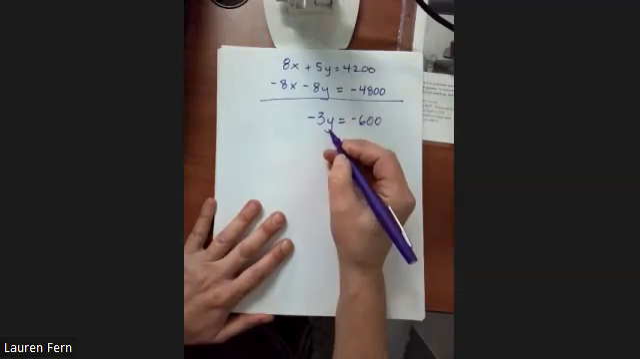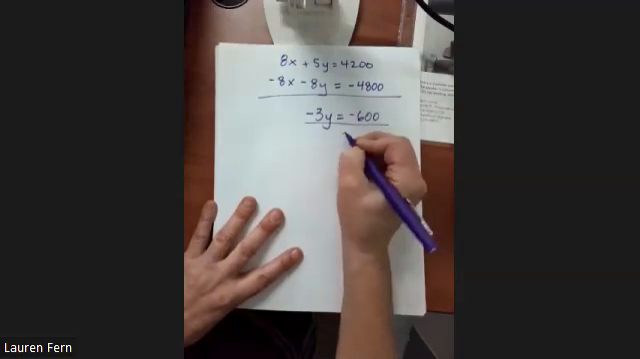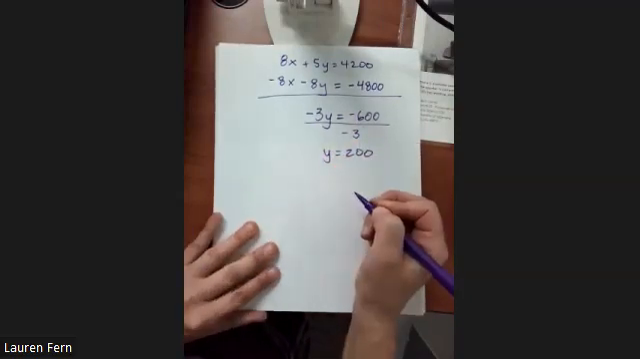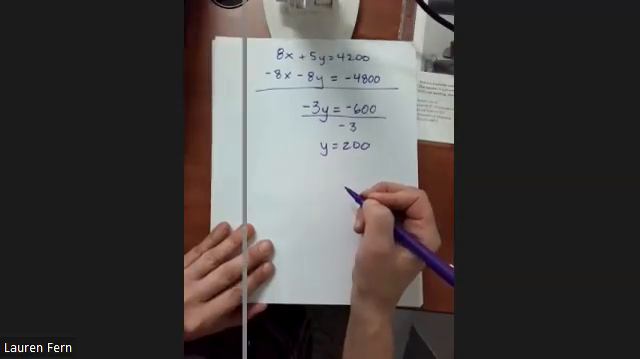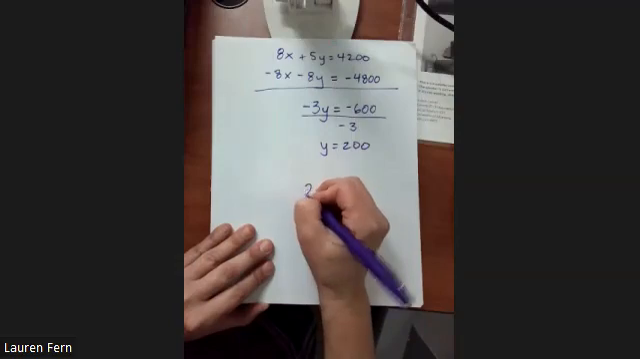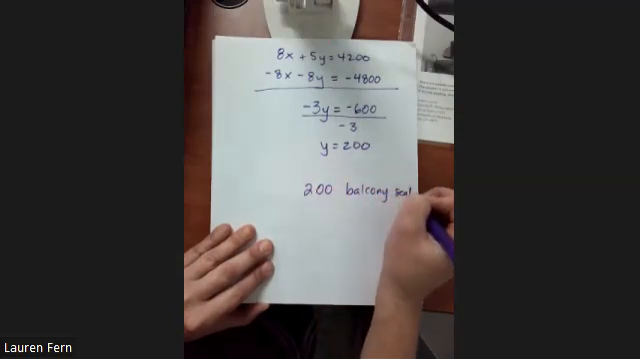All right, how do I get y all by its lonesome? Divide by -3, and I get y to be 200. What did we just find? But in the context of this question, what did we just find? We found that there are 200 balcony seats.